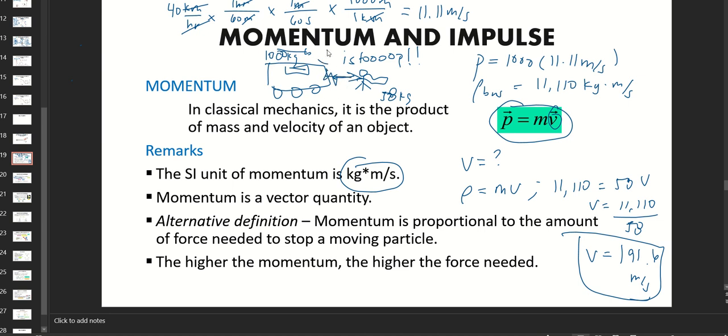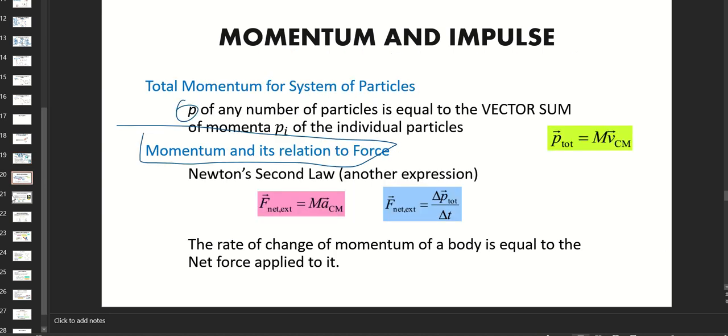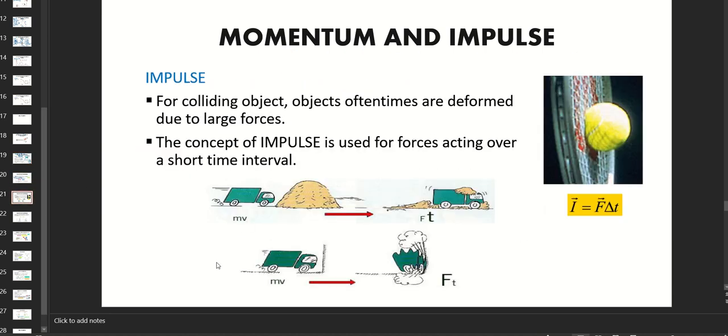So, pag nag-clash silang dalawa, biglang stop. Mag-stop silang dalawa, mag-stop itong bus. Yun lang naman ang idea. It's quite simple. Wala masyadong topic dyan.